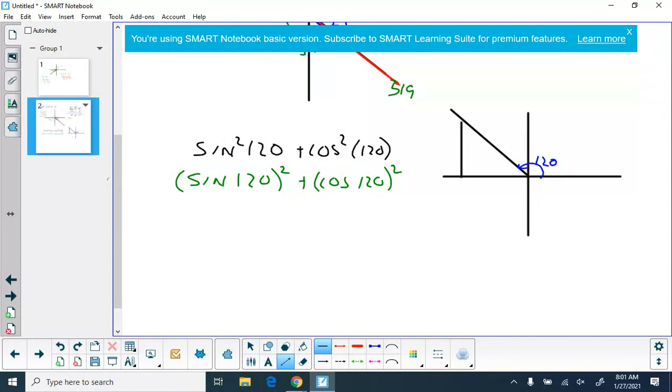What's a reference angle? 60 degrees. So we have a 60 and a 30 here. A 30, 60 right triangle. Now we go to our 30, 60 right triangle. We have 3 values we have to put in there: a 1, a 2, and the square root of 3. Put in the 1, the 2, and the square root of 3.